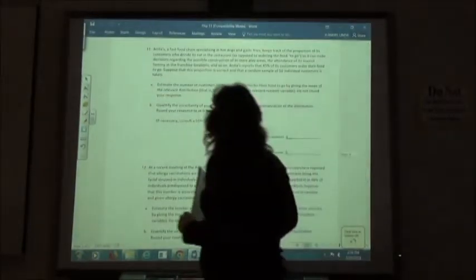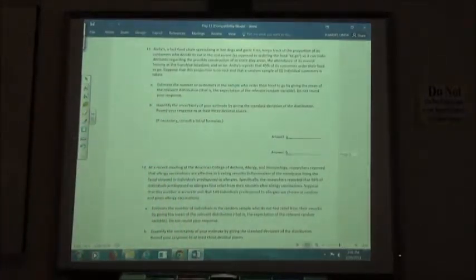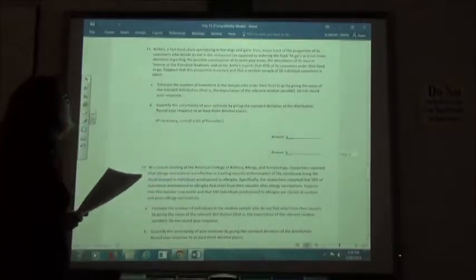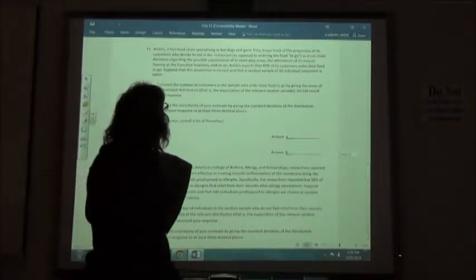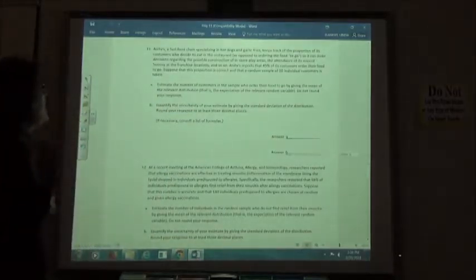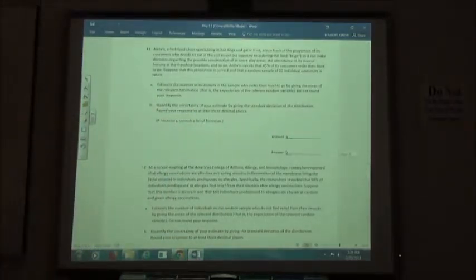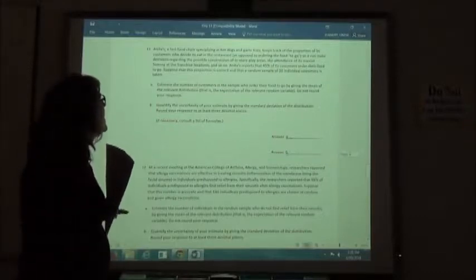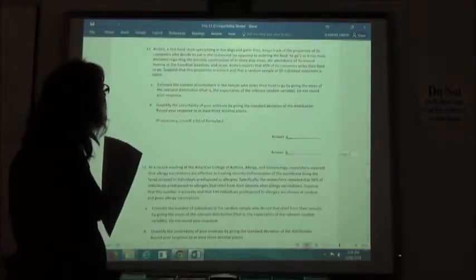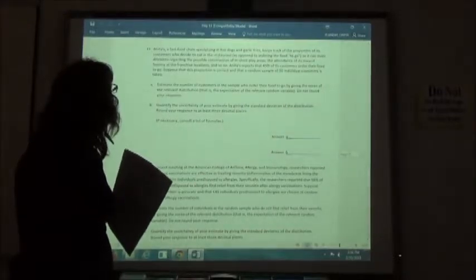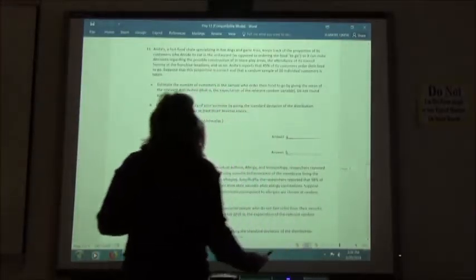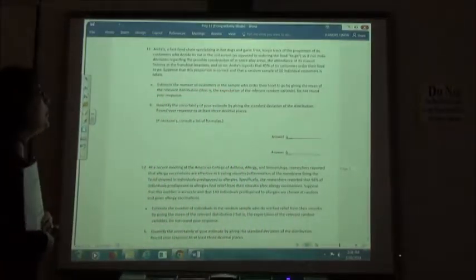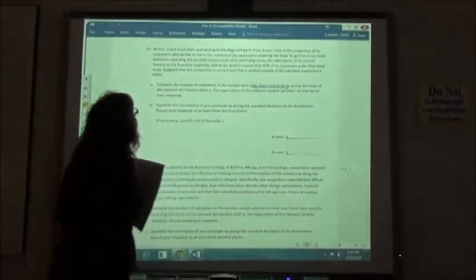All right, Anita's fast food chain specializes in hot dogs and garlic fries. They're keeping track of the proportion of the customers who decide to eat in the restaurant as opposed to ordering food to go, so it can make decisions regarding the possible construction of an in-store play area, the attendance of its mascot Sammy at the franchise location, and so on. Anita reports that 45% of its customers order their food to go. Suppose that this proportion is correct and that a random sample of 50 individual customers is taken. So, estimate the number of customers in the sample who order their food to go by giving the mean.